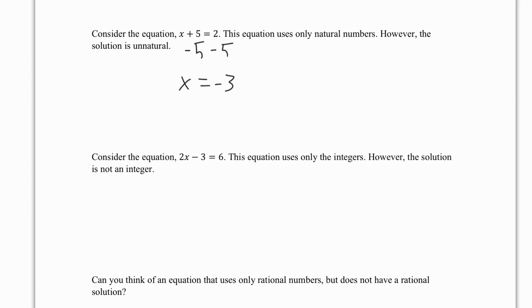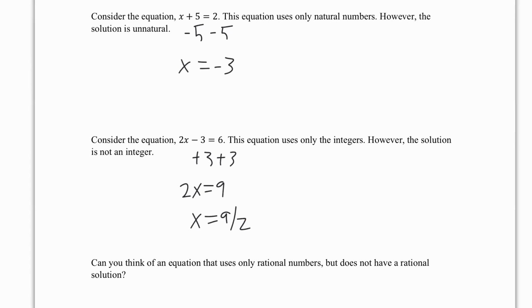Well, let's look at this one. We have 2x minus 3 equals 6. This equation uses the integers, but the solution is not going to be an integer. If I move that 3 to the other side, I get 2x equals 9, and suddenly I have x equals 9 over 2, which is a fraction, not an integer. This is strange because you would expect that if you used an equation with integers, maybe you can solve it with the integers. But you can create an equation using only integers that requires a non-integer solution.